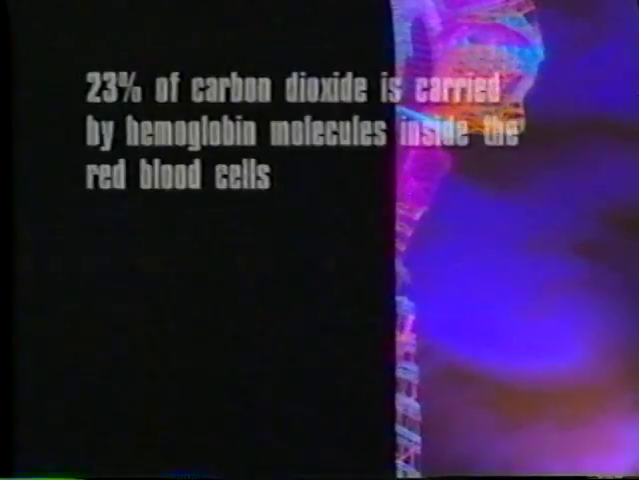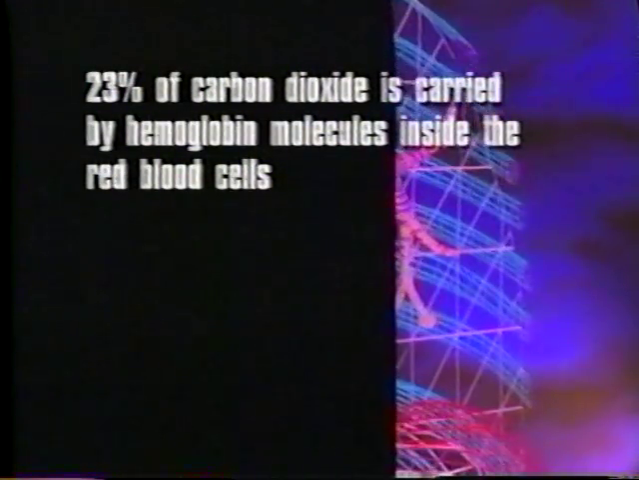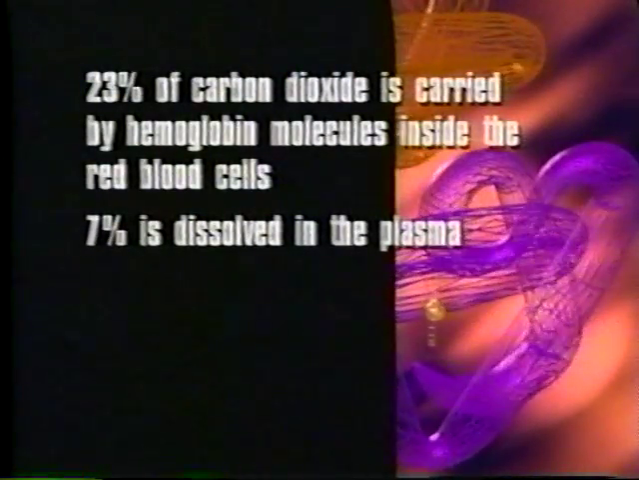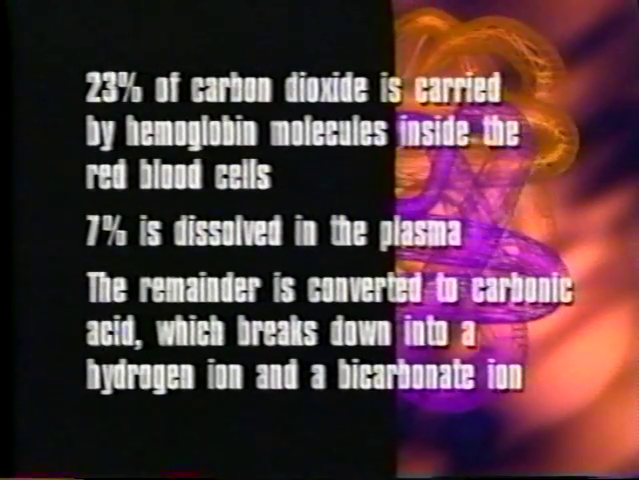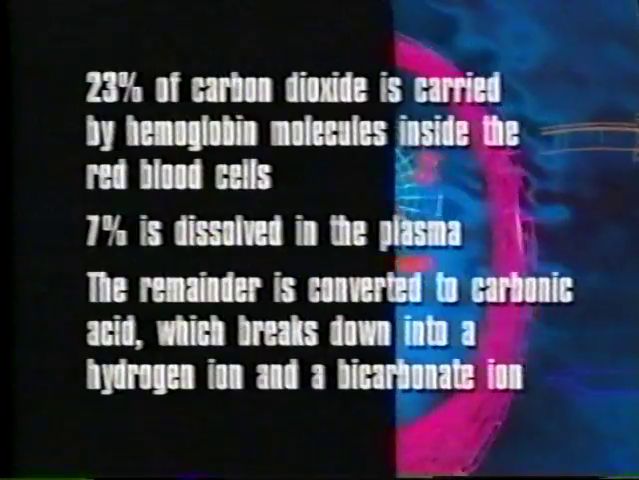Carbon dioxide is transported from the tissues to the lungs using three methods. About 23% of carbon dioxide is carried by hemoglobin molecules inside red blood cells, and about 7% is dissolved in the plasma. The remainder is converted to carbonic acid, which breaks down into a hydrogen ion and a bicarbonate ion.